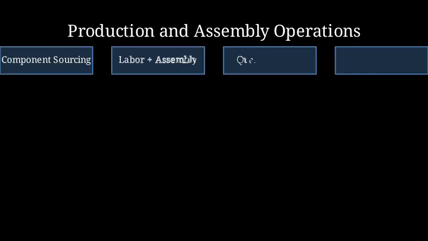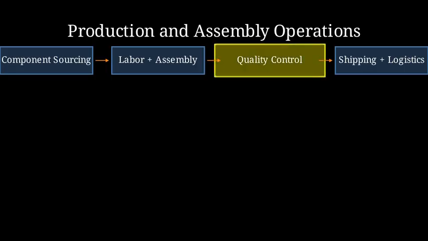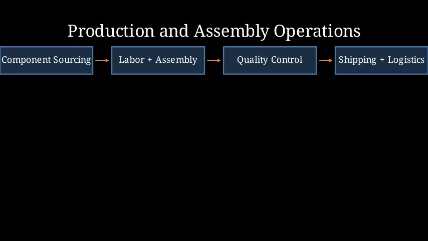A modern production system is usually a multi-stage process. We start by sourcing components from suppliers. Those parts are assembled by workers on an assembly line. Then each unit is tested in a quality control step. Finally, finished goods are shipped to customers or warehouses. Let's draw this as a flow diagram so you can see the whole chain at a glance.